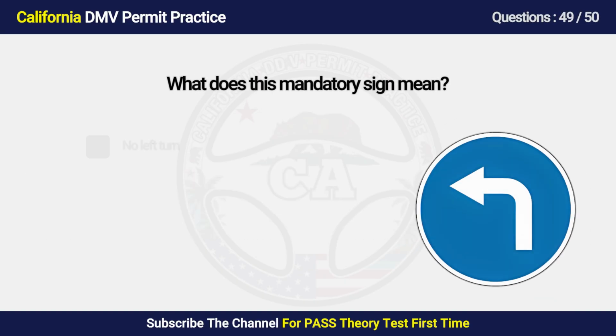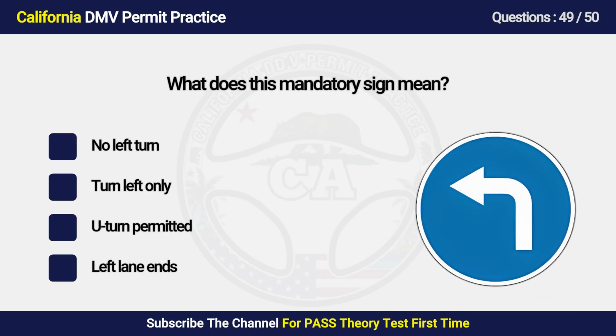Question 49. What does this mandatory sign mean? A. No left turn. B. Turn left only. C. U-turn permitted. D. Left lane ends.